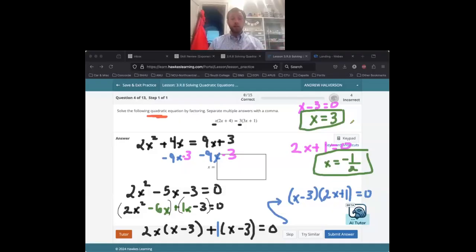Doesn't change the process though. It just requires you to remember, oh yeah, solving equations. But still the same steps. Get the right side equal to 0, factor, and set each factor equal to 0. It was just a bigger problem. Questions? That's pretty much it on this one.